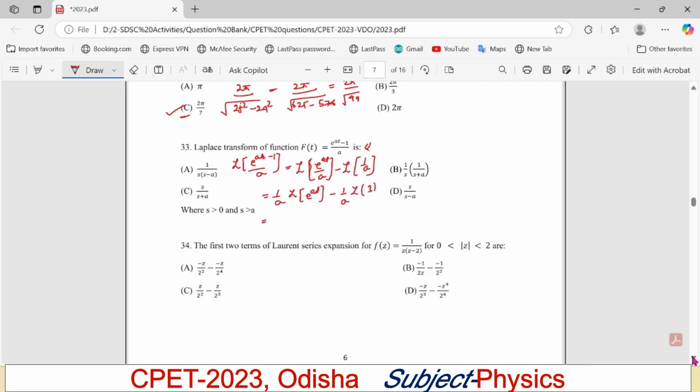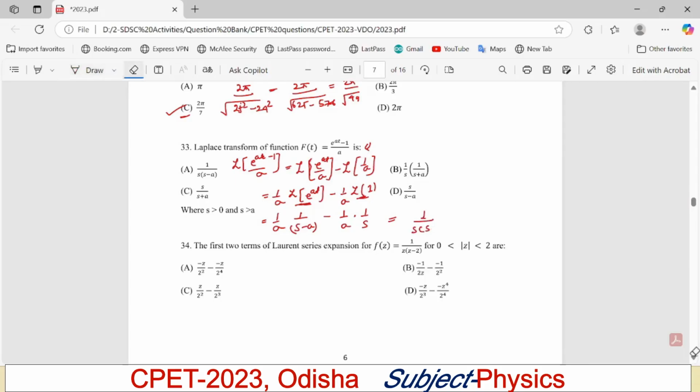So here 1 by a, Laplace transform of e to the power at is nothing but 1 by s minus a, minus 1 by a, and Laplace transform of 1 is nothing but 1 by s, right? You just solve this, and you will find the answer will be 1 by s into s minus a. This will be the answer, 1 by s into s minus a. The correct answer is your option A.